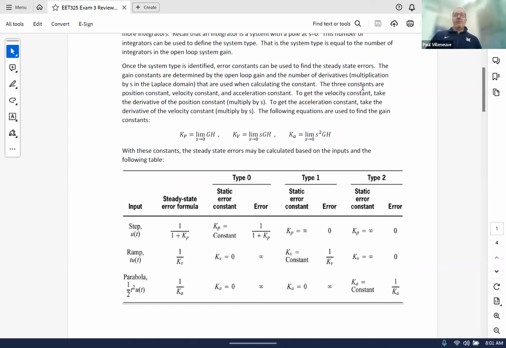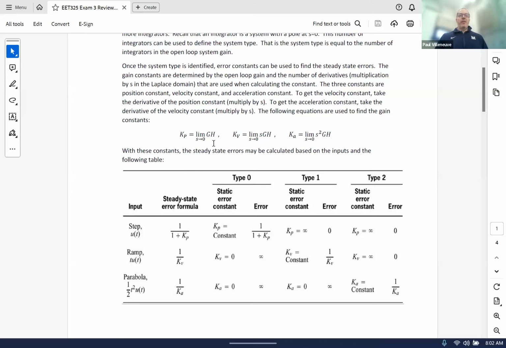So type 0 system, no integrators. And all you need to do is go down and take a look at your error constant. In this case, we have Kp, Kv, Ka. Kp is your position constant, Kv is your velocity constant, and Ka is your acceleration constant. Equations for those are up here.